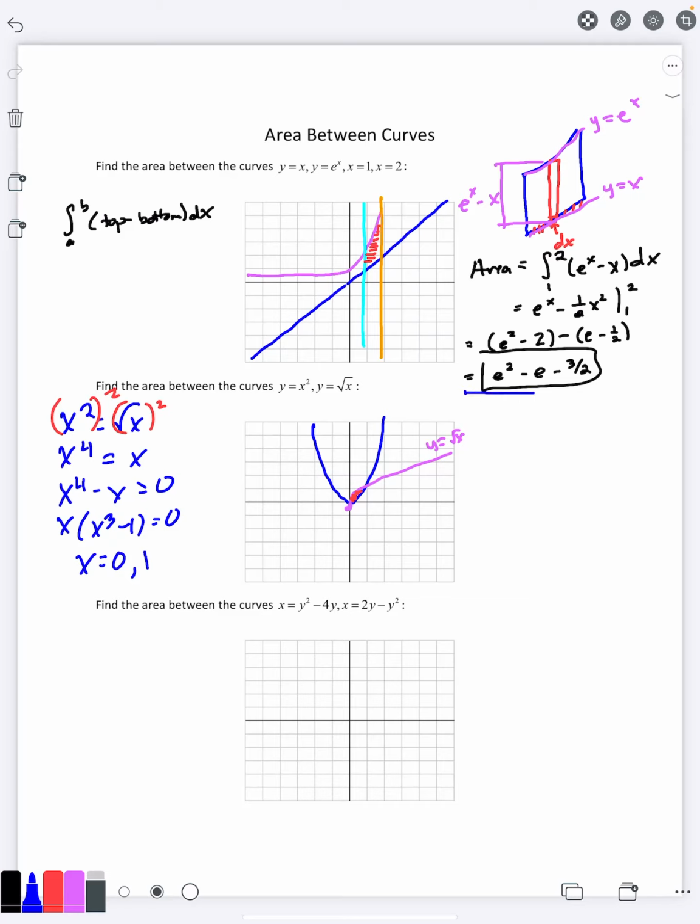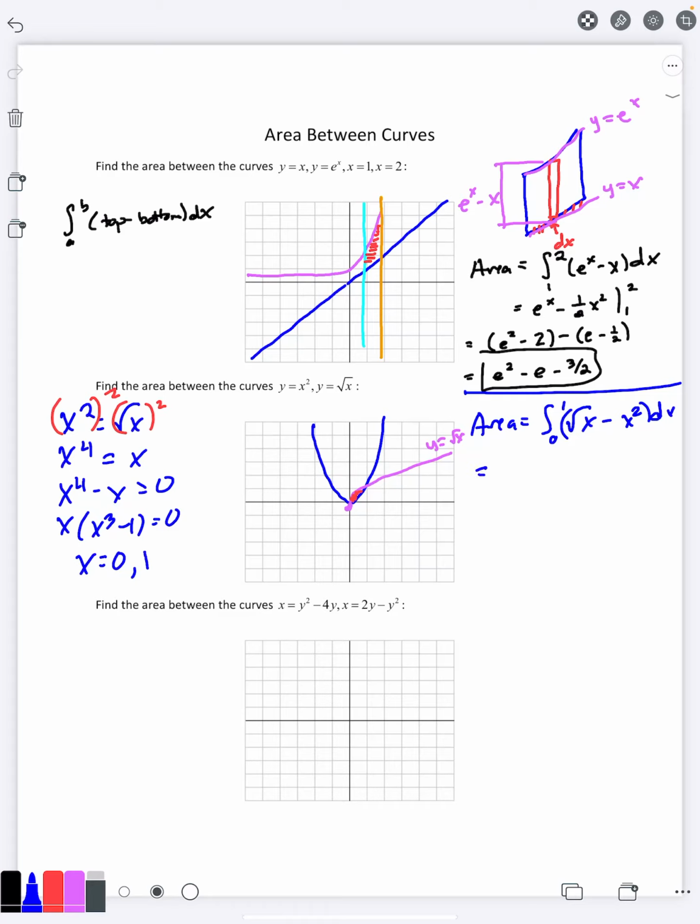So now if we're going to find this area here, we just said that it's going to go from 0 to 1. We have to know what the top function is, what the bottom function is. Based on my picture, the top function is the square root of x, and the bottom one is your x squared.